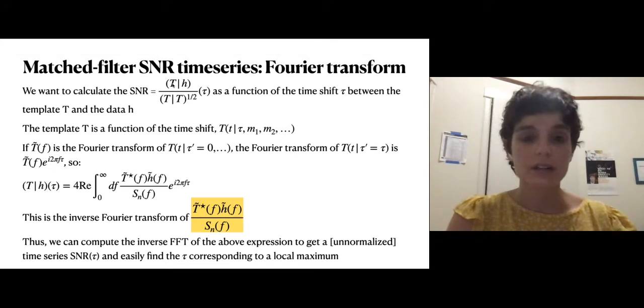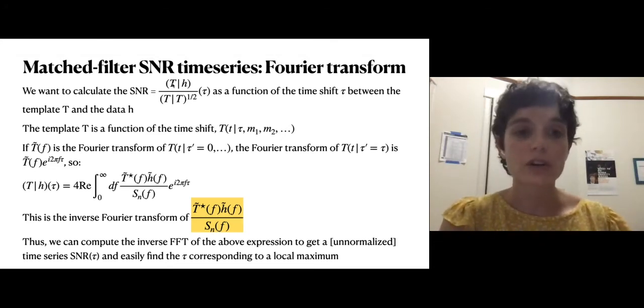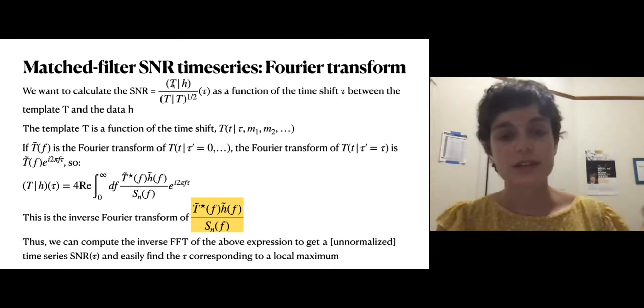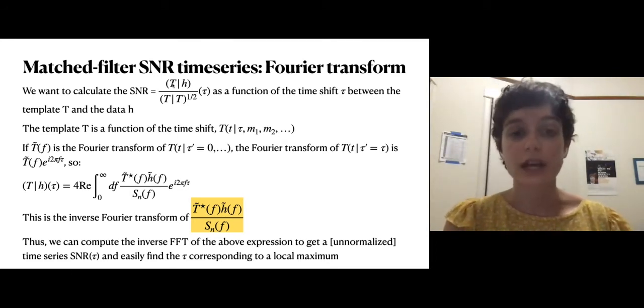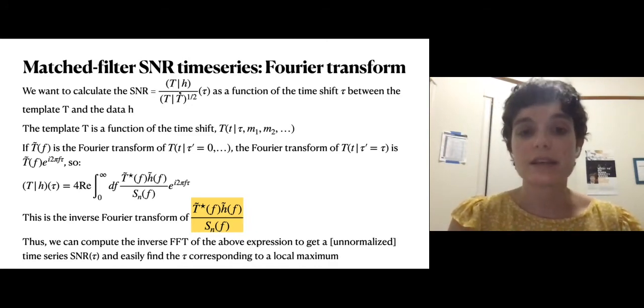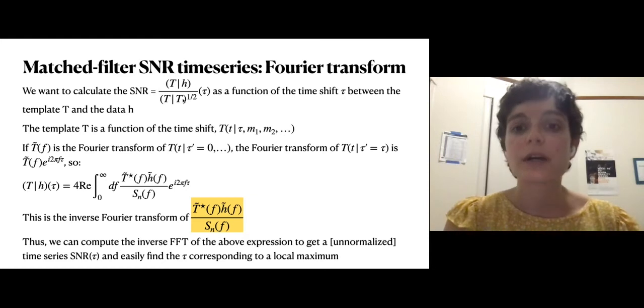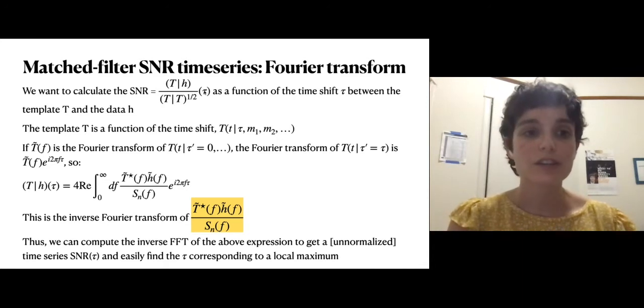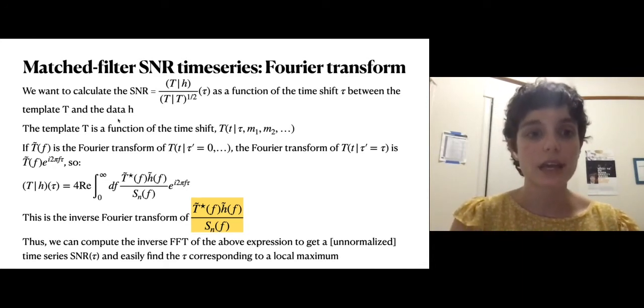So before in the formulas, we had a general template given by K. Here I'm using templates from our template bank, so the Ks are now Ts. We have our template, and we want to calculate this SNR, where here I've written it in this inner product notation. So it's the inner product between T and our data stream H, normalized by the inner product of T and itself. And here I've written this as a function of tau, where tau is the time shift between the template and the data H. So the template itself is really a function of that time shift.